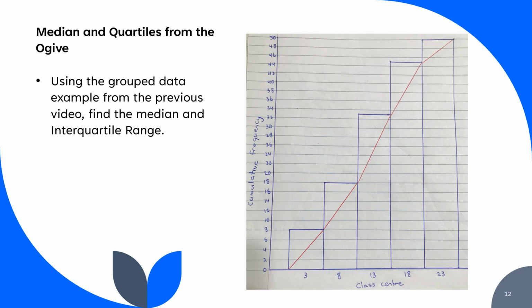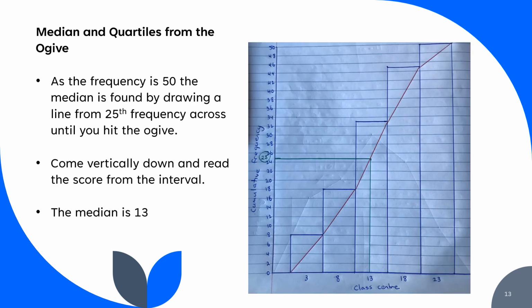How do you get medians and quartiles from the ogive? Using questions that we did before, we're going to use the grouped data that we did in the previous one, and we're going to find the median and interquartile range from that grouped data. To calculate the median, as we had 50 scores, we get that from our cumulative frequency column or from our ogive.